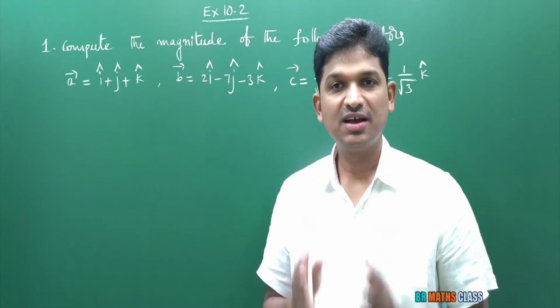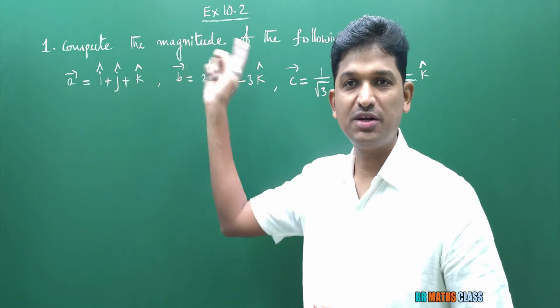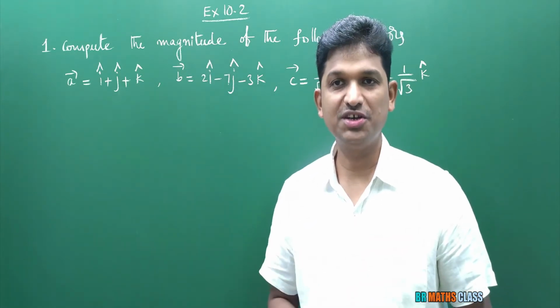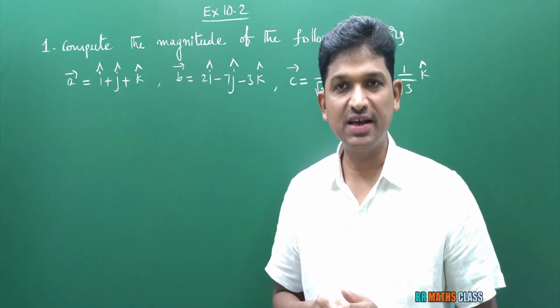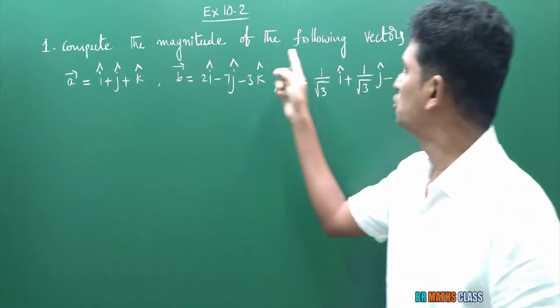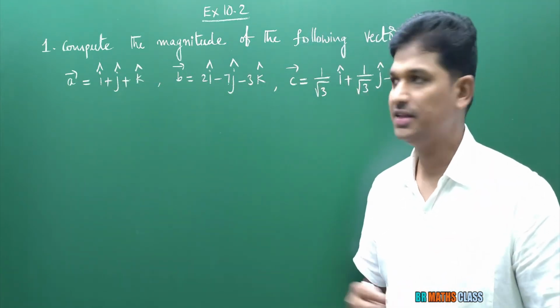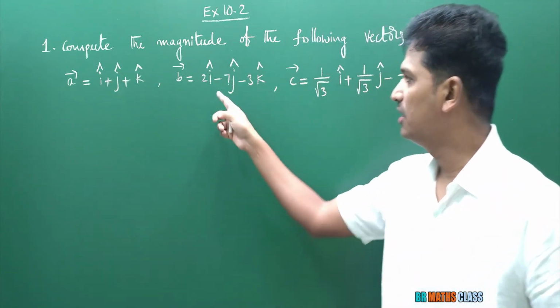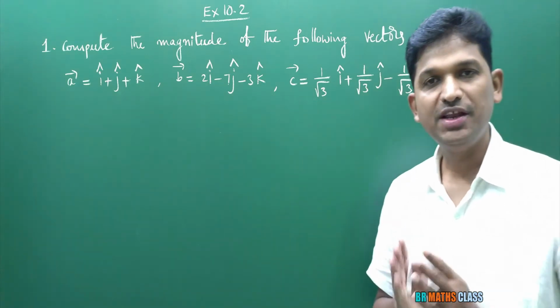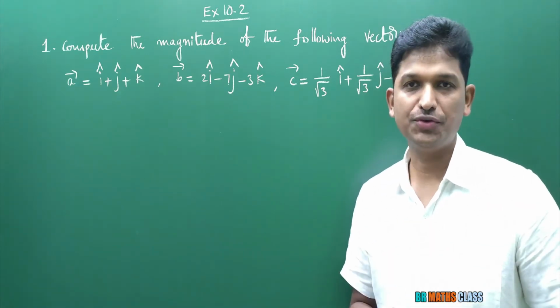NCERT textbook, class 12, exercise number 10.2 from vector algebra chapter. The first question is like this. Compute the magnitudes of the following vectors. They given 3 vectors, A bar, B bar, C bar. We need to calculate magnitudes of these vectors.